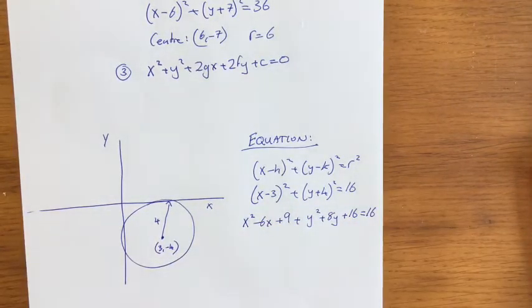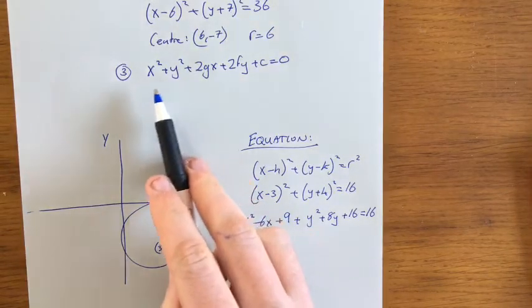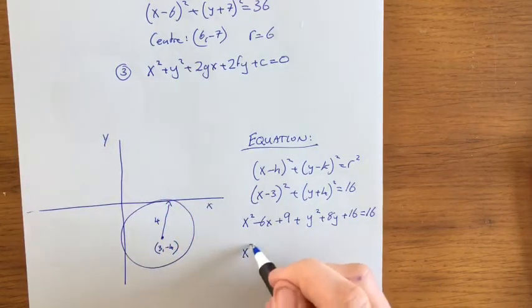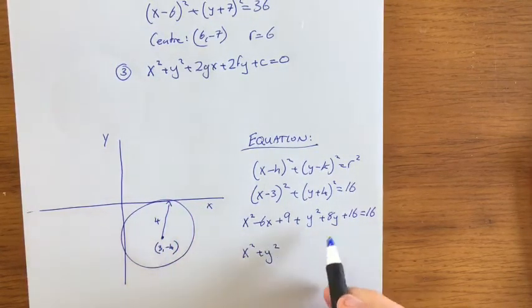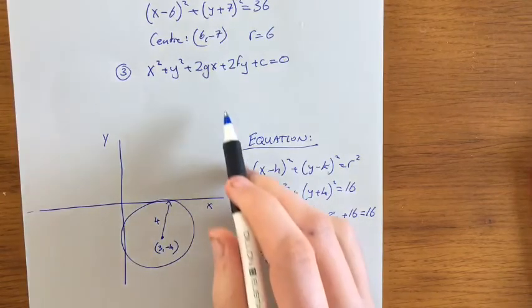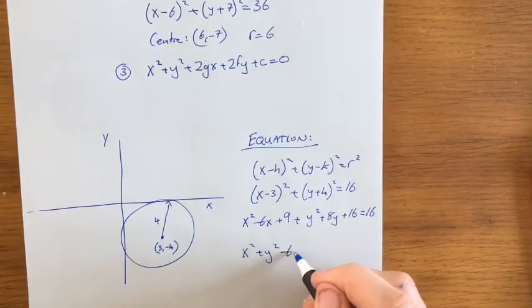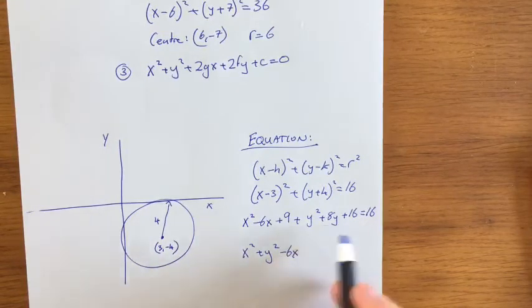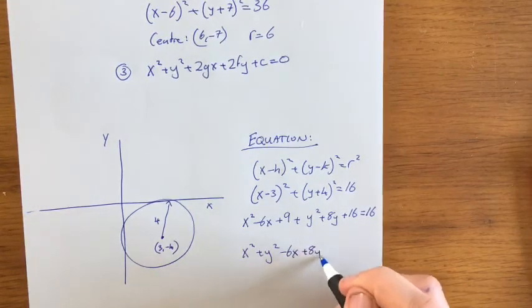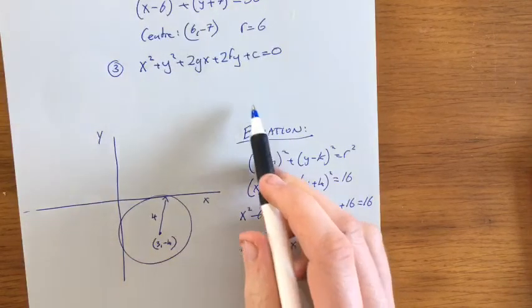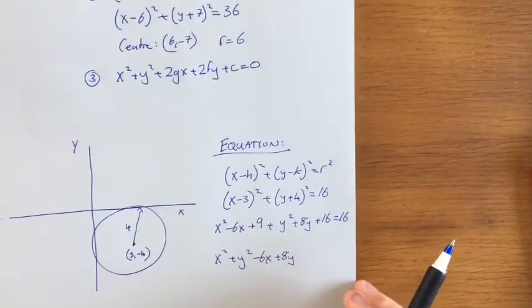And now we're just going to tidy it up, and make it look like the format up here. Look, the x squared and the y squared come first, so I'm going to do that here. So we have our x squared plus our y squared. Then we want the number with x, which is minus 6x, and then we want the number with y, so that's going to be plus 8y. And then finally we want the c, which is always just a constant at the end.